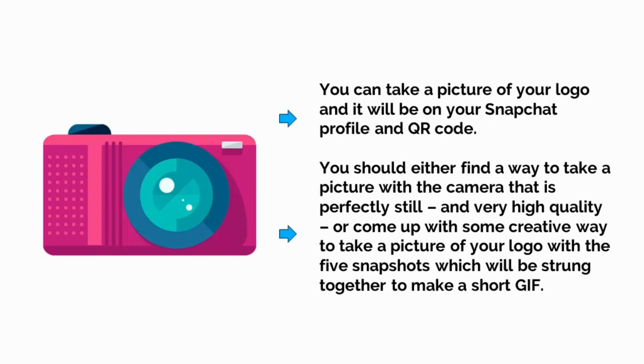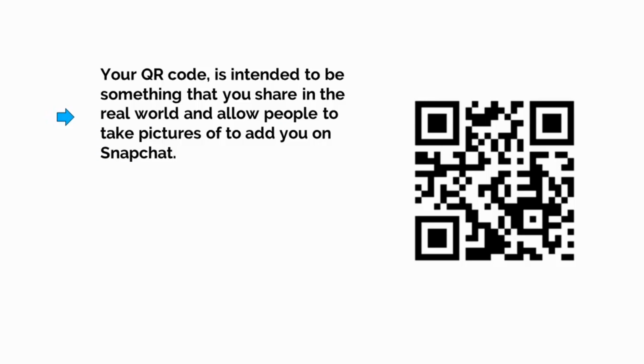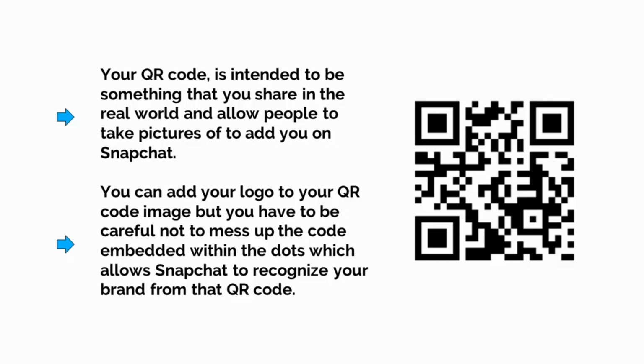You could either find a way to take a picture with a camera that's perfectly still and very high quality, or come up with some creative way to take a picture of your logo with the 5 snapshots, which will then be strung together to make a short GIF. As for your QR code, it is intended to be something that you share in the real world and allow people to take pictures of to add you on Snapchat. You can add your logo to your QR code image, but you have to be careful doing it so that you don't mess up the code embedded within the dots that allows Snapchat to recognize your brand from that QR code.